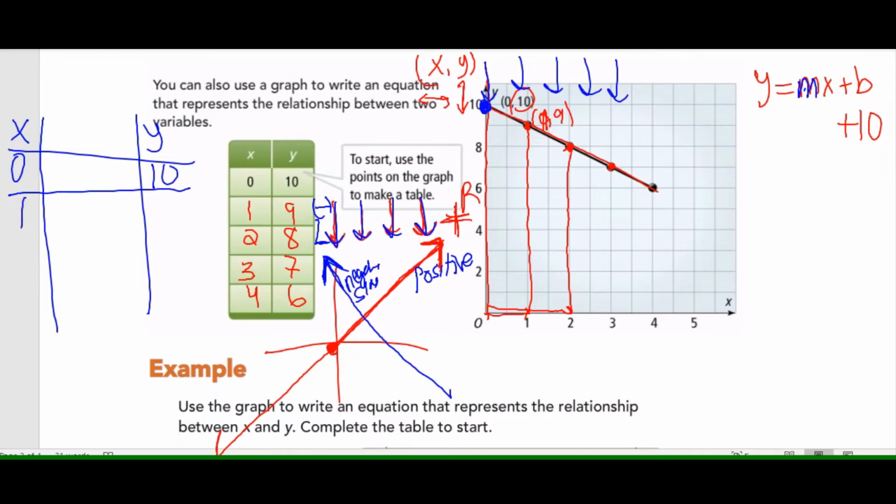When x is 1, y is 9. When x is 2, y is 8. And when x is 3, y is 7. Now, how can I get 10 here?